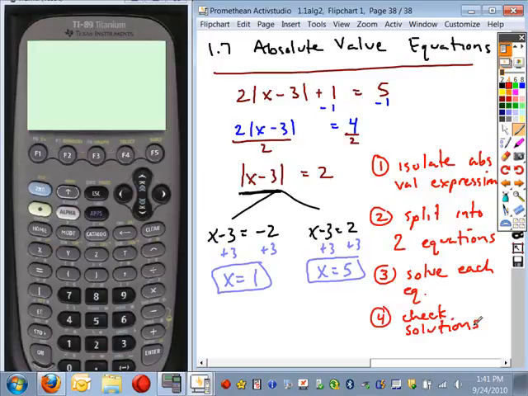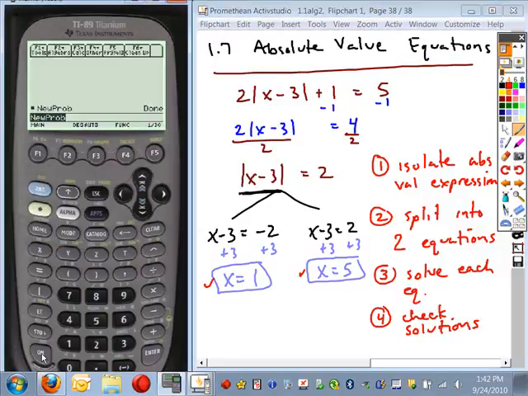You're checking for extraneous solutions, which are solutions that seem to fit algebraically, but when you go back in and test them with the original restrictions on the problem, they don't work. So if we test this back in, 1 minus 3 is negative 2. Absolute value of that is 2. 2 times 2 is 4 plus 1 is equal to 5, so that checks. 5 minus 3 is 2. Absolute value of 2 is 2, times 2 is 4, plus 1 is 5. That one checks as well.